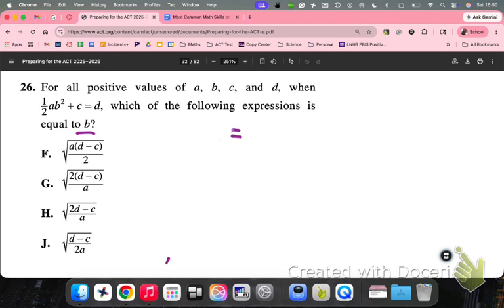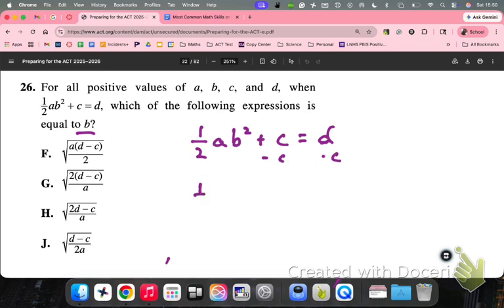Well, this is Algebra 1. This is not tough stuff. If there's anything tough about it, it's just that it's full of letters. It's alphabet soup, but we can handle that. I want to get b by itself. And the first thing we need to do is subtract c from both sides.